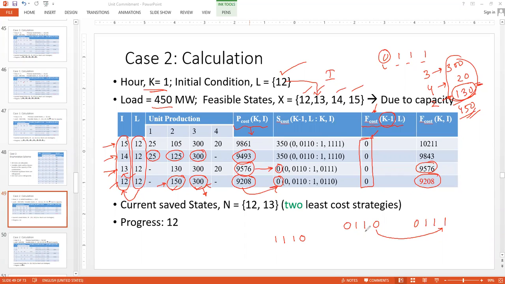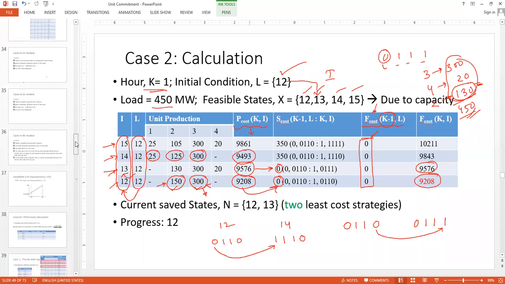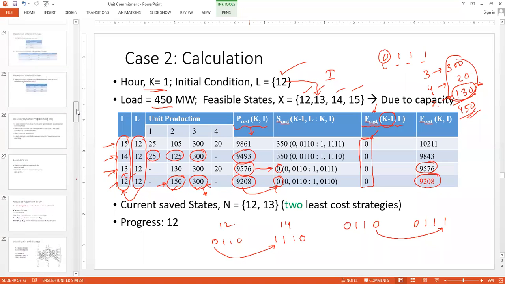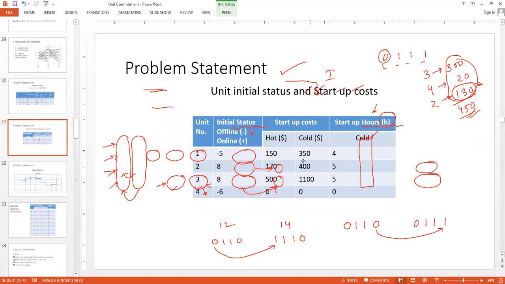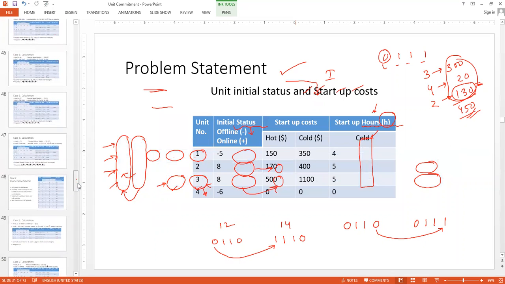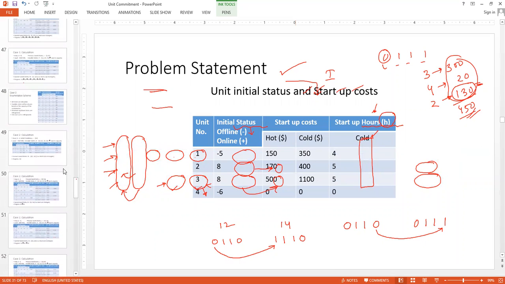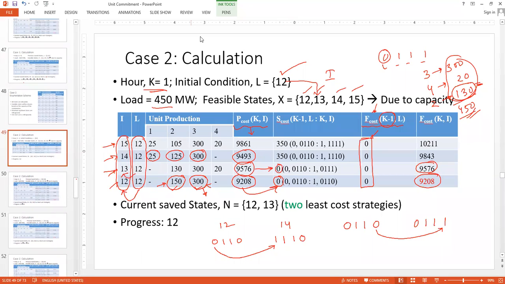So 12 is 0110, 0110. This is 12. This is 14. So now there is a change of bit in unit number 1. So what is the startup cost for unit 1? Let's check. The startup cost for unit number 1 is 350. Remember the cold start cost. So 350 is the startup cost for unit number 1. So you see here we have the 350 for the transition from 12 to 14.